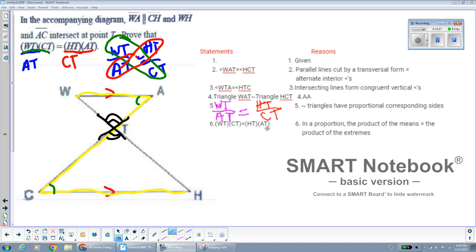Now, the reason that we use to prove a product is always the same every time. When we cross multiply, these two terms, the ones in green here, are called the means, and these two terms, the ones in red here, are called the extremes. So the way that we justify our cross multiplication is by saying in a proportion, the product of the means equals the product of the extremes. And it's the same reason anytime you want to prove a product.